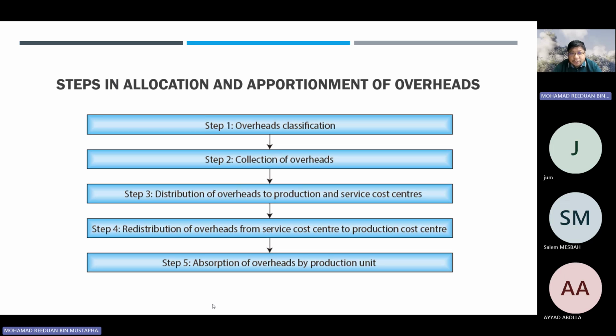First, you need to do the classification of your overhead. Second, you need to collect the amount of the overhead. What kind of expenses are related with that kind of product? Step 3, you distribute overhead to production and service cost centers. Step 4 is redistribution of overhead from service cost centers to product cost centers. And the last step is to absorb the overhead by the production units.